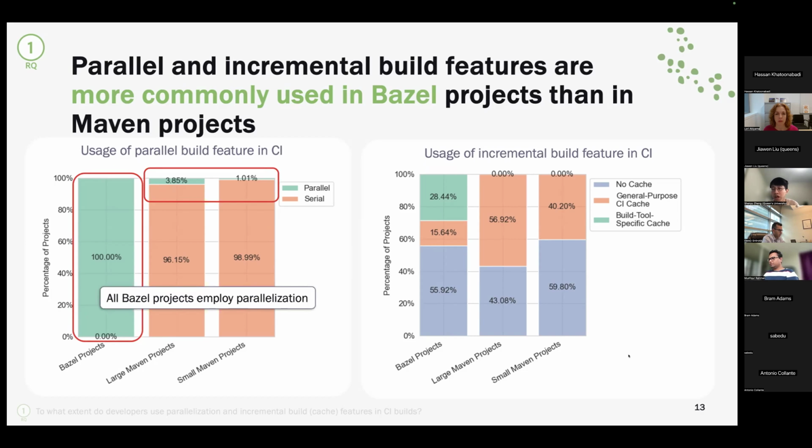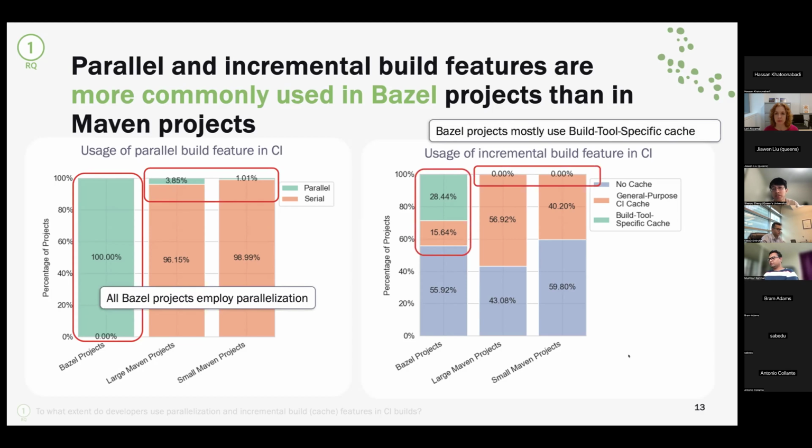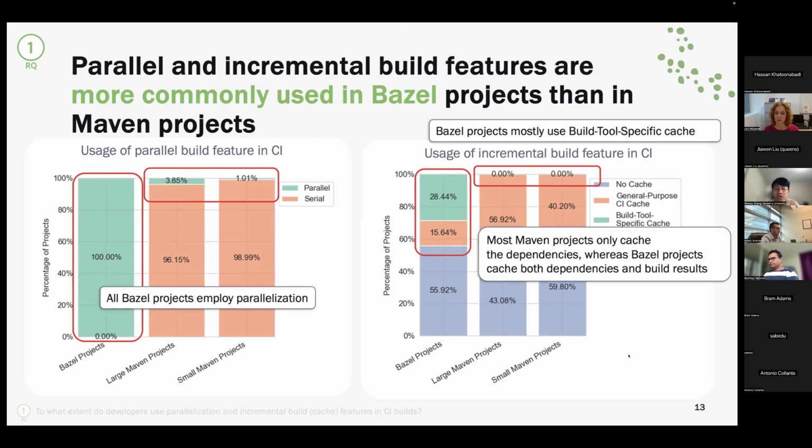Although the usage of cache is similar between Maven and Bazel projects, we found Bazel projects mostly use build-tool-specific cache, while Maven projects use general-purpose CI cache. The build-tool-specific cache is provided by the build technology itself. It is usually tailored for the build technology and provides better performance and more security than general-purpose CI cache, which is provided by the CI service. Moreover, we found most Maven projects only cache the dependencies, so they are not used in incremental builds because the build results are not cached, while Bazel projects cache both dependencies and the results.